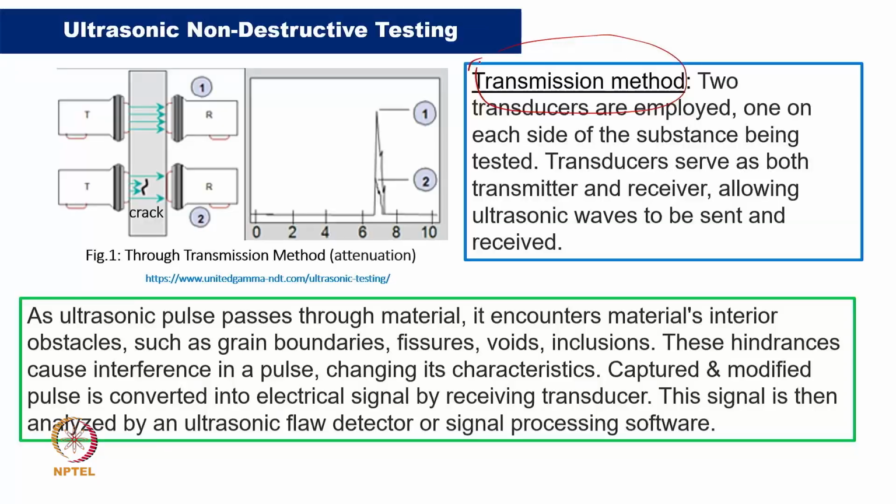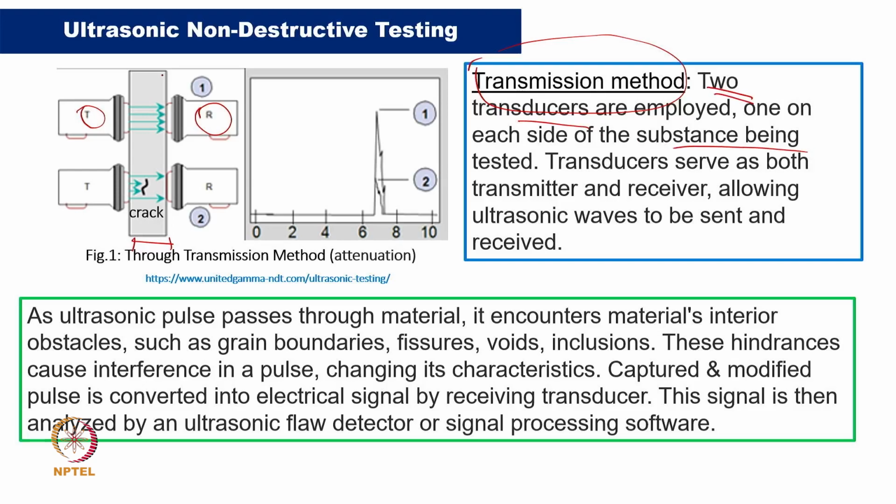So, these are important things. Now, let us look at what are the different techniques to utilize this ultrasonic NDT. As we are seeing, the first technique is the transmission method, in which we basically use two transducers, one on this side, the other on the other side, and there is some sort of material in between. That is why it has been written we use two transducers, one on each side of the substance.